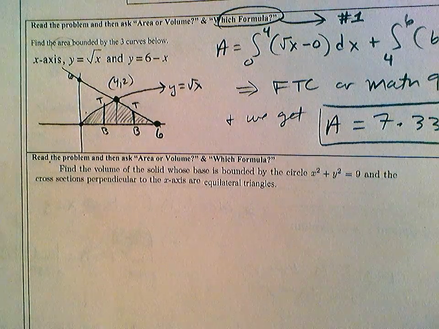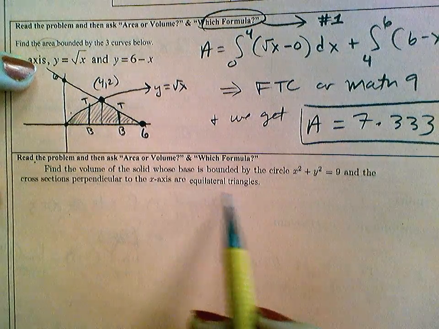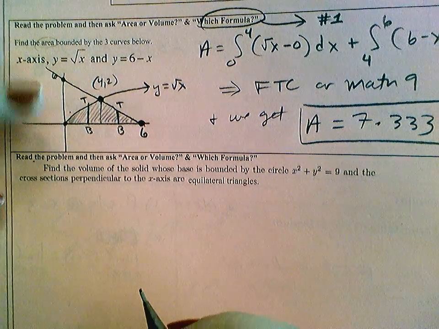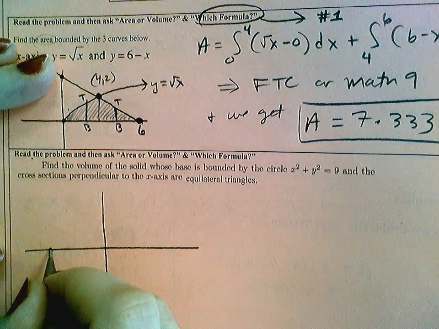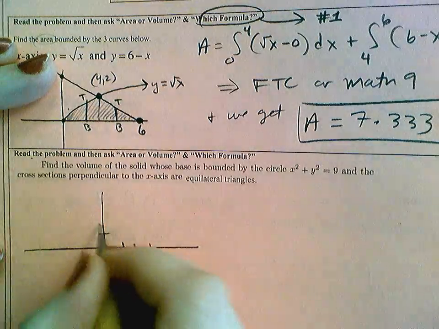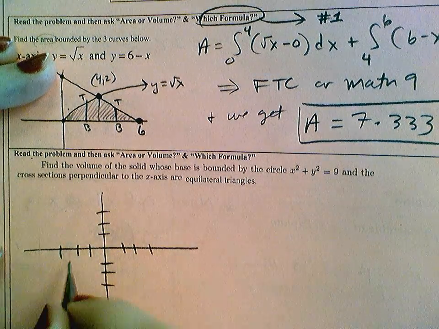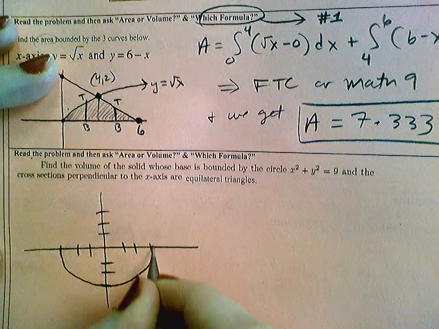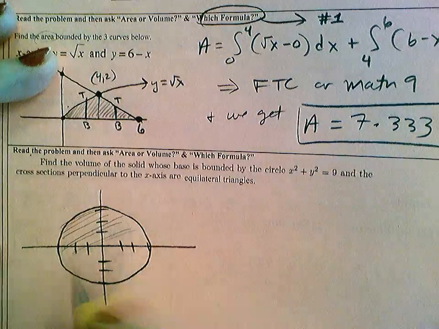Okay, so find the volume of the solid whose base is bounded by this circle, and the cross sections perpendicular to the x-axis are equilateral triangles. So first, draw a picture. The center is 0, 0, the radius is 3. Okay, so that's the region.